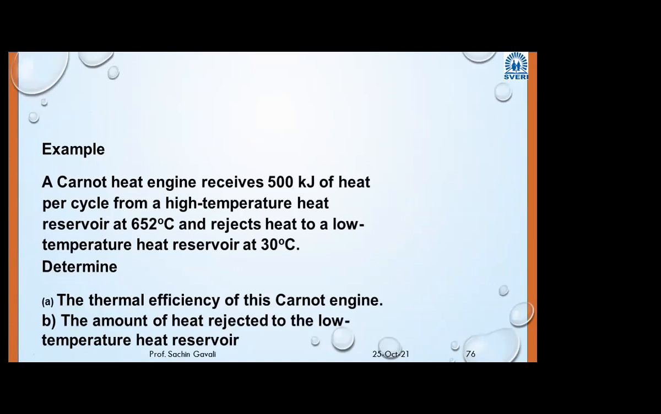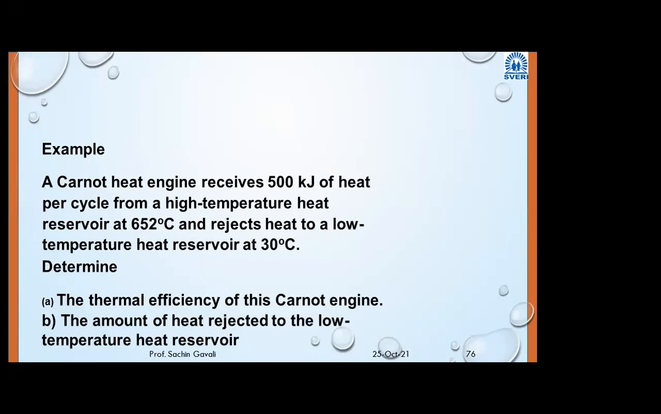This numerical you can solve. The Carnot heat engine receives 500 kilojoule of heat per cycle from a high temperature heat reservoir at 652 degrees Celsius and rejects heat to a low temperature sink reservoir at 30 degrees Celsius. The thermal efficiency of this Carnot heat engine is to be determined, and the amount of heat rejected to the low temperature heat reservoir. Now I want that everybody should be involved in this. Everybody knows the formula.